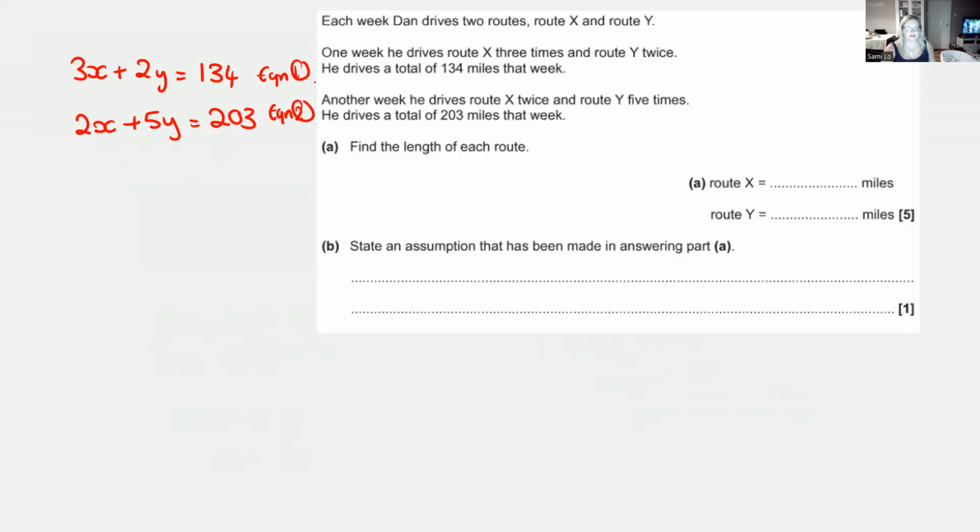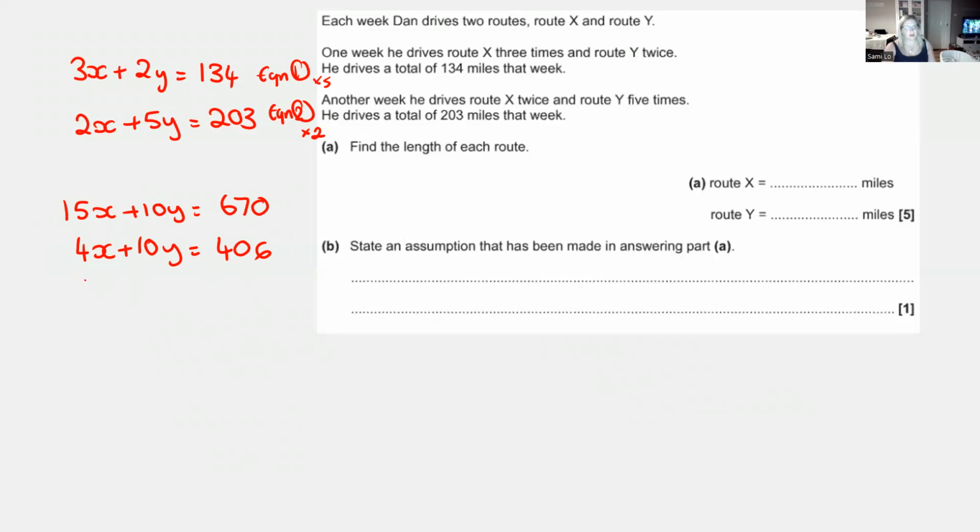So the first one, I've run out of space by here. I shouldn't have written it so close. We're going to times it by 5, and then the second one, we're timesing it by 2. So we've got 15x plus 10y, and we're doing 134 times by 5, which gives us 670. And then the same on the next one. So we've got 4x plus 10y, and that gives us 406. Once we've done those, we can now cancel it out because it's obviously two pluses.